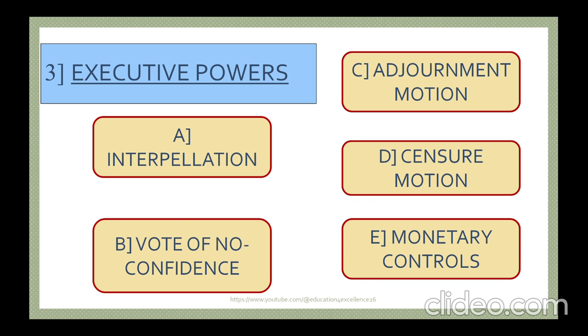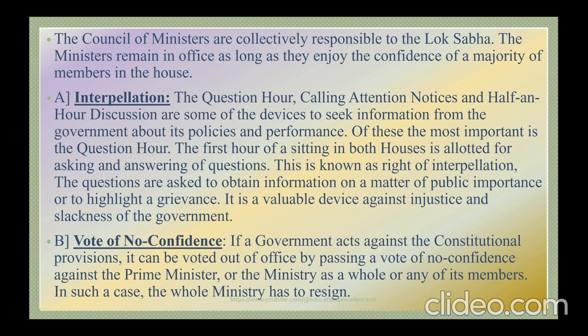Now, let us come to know the executive powers of the parliament. Interpellation is the most important executive power of the parliament, and other powers include vote of no confidence, adjournment motion, and censure motion. These motions we already discussed in our previous videos, and monetary control is also one of the most important executive powers of the parliament. Let us come to know what these are.